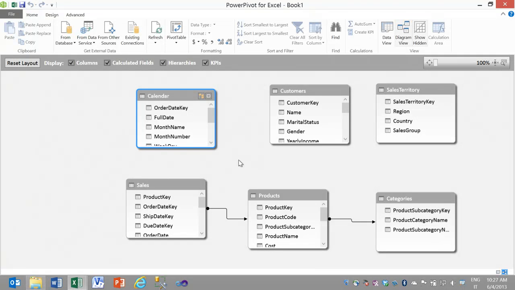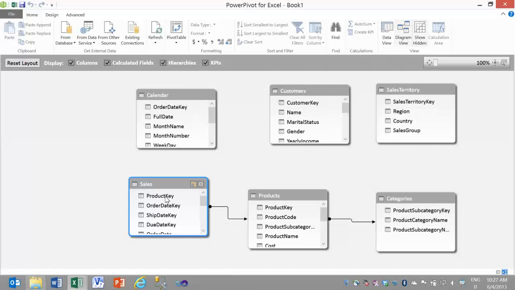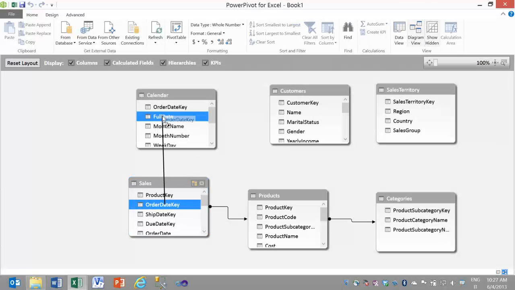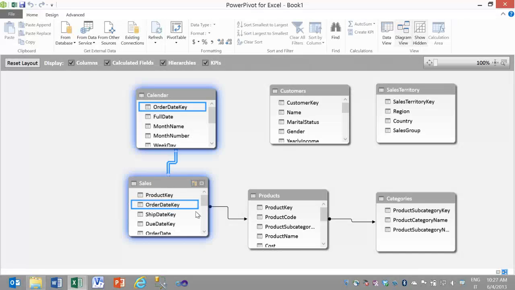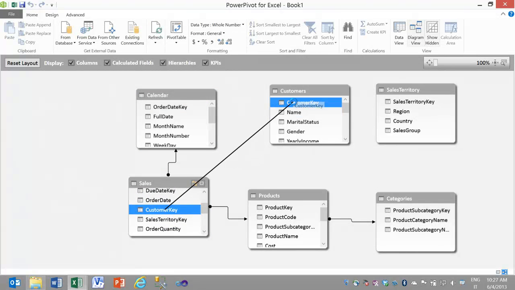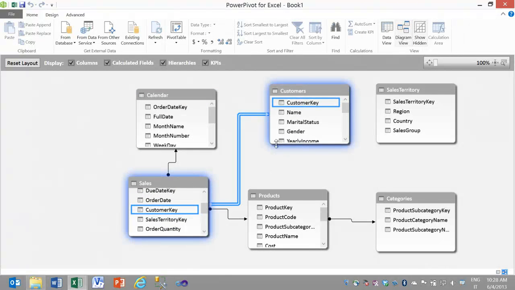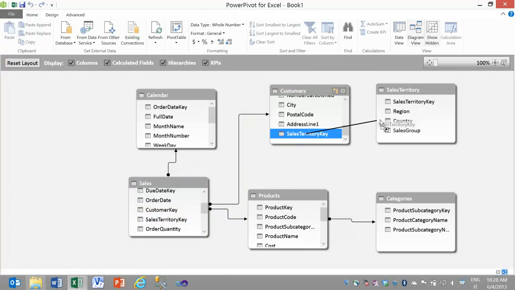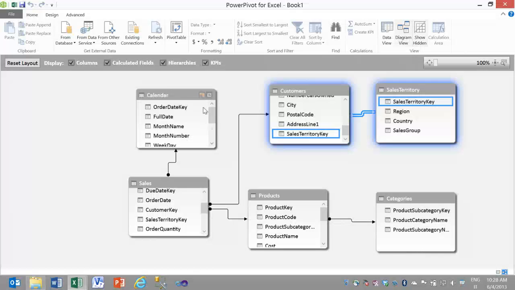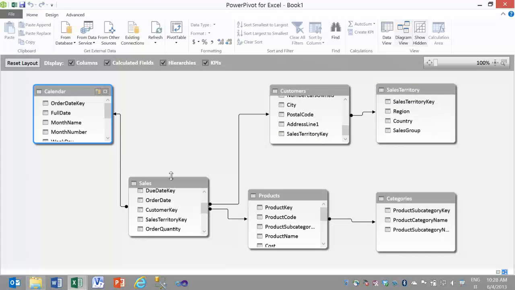If we were to create better views, we would replace categories with a denormalized version in the data model, in the product table. But we are users. We don't know how to write SQL too much, so we just trust what is here. The order date goes to the calendar table, and somewhere we should have, yes, the customer key. Each sale is tied to a customer, and a customer lives in a specific sales territory. So we have created our data model. We have everything working fine.